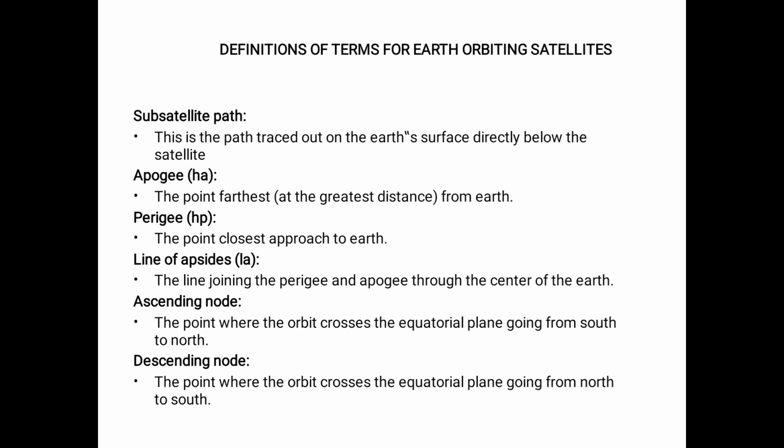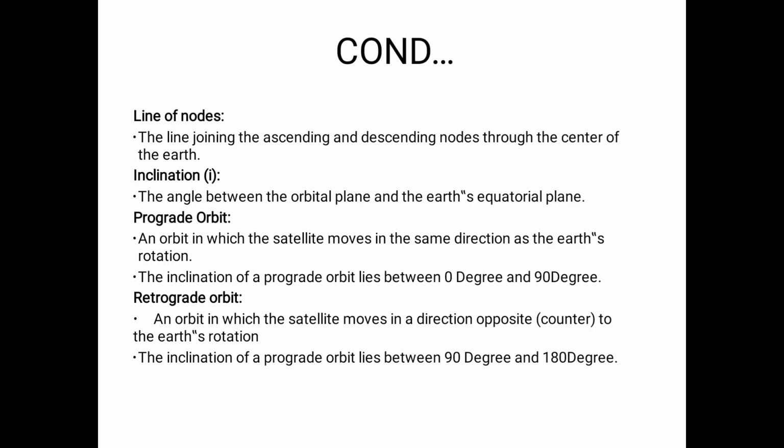Ascending node: the point where the orbit crosses the equatorial plane going from south to north. Descending node: the point where the orbit crosses the equatorial plane going from north to south. Line of nodes: the line joining the ascending and descending nodes through the center of the Earth. Inclination: the angle between the orbital plane and the Earth's equatorial plane.